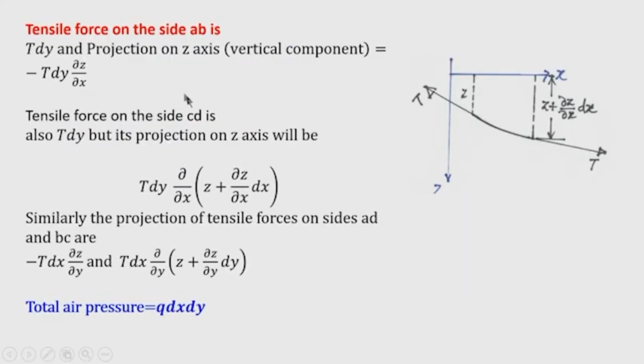So, here if I see the tension on the side AB, then it is T into dy, the total tension. If our positive direction of the z axis is vertically downward, then this component along the vertical direction, or its projection on the z axis, is negative, because the z axis here we have taken positive downward. So its component will be minus T into dy into dz by dx. dz by dx is the angle.